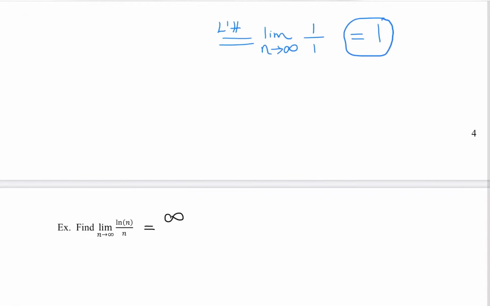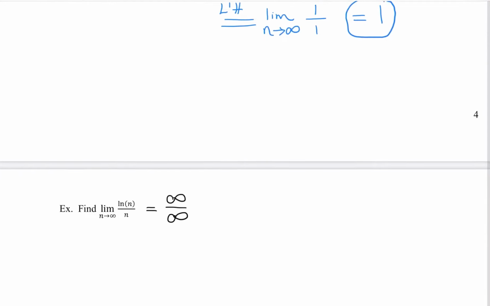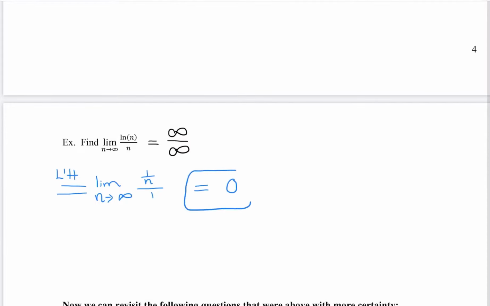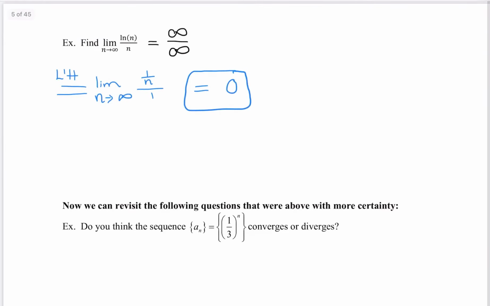So again, we're in an infinity over infinity situation, and this is really one where we didn't have a good Calc 1 way to deal with that, so we're definitely going to use L'Hopital's rule on that. The limit as n goes to infinity of 1 over n over 1. And then as n goes to infinity, 1 over something going to infinity goes to 0. So the corresponding sequence represented by natural log of n over n would converge to 0.